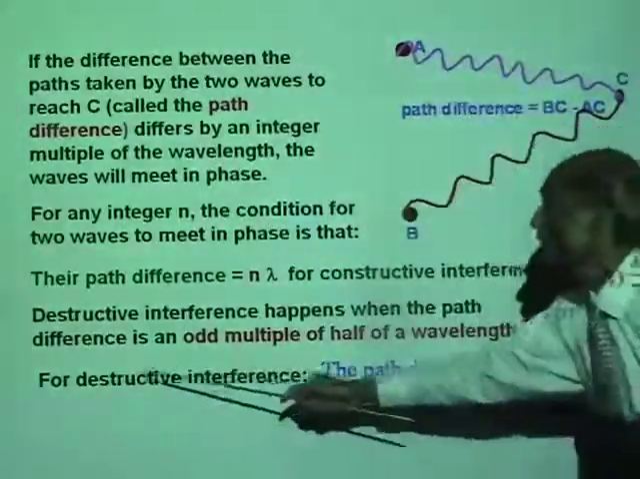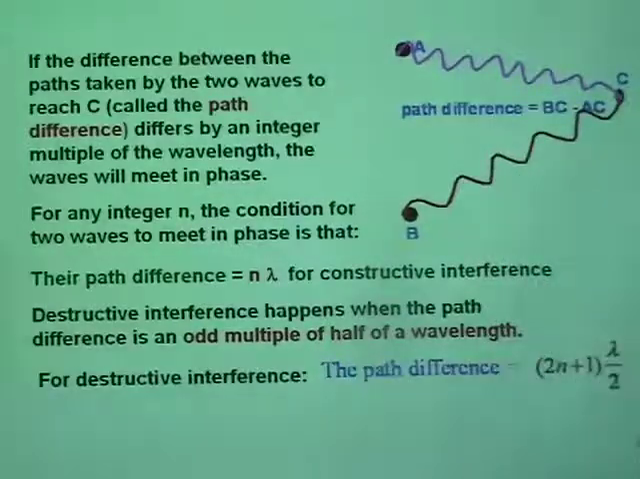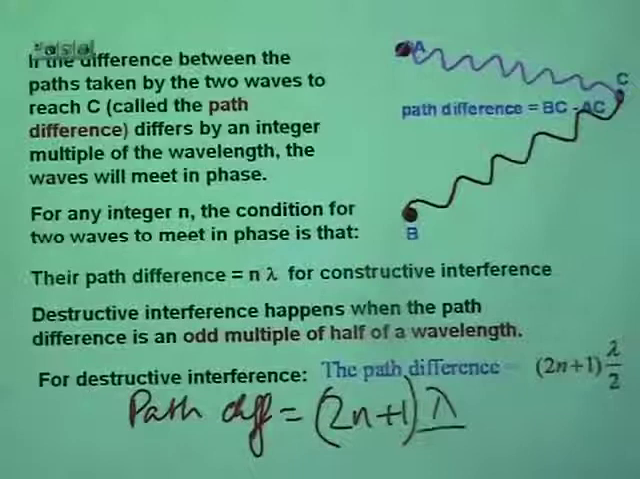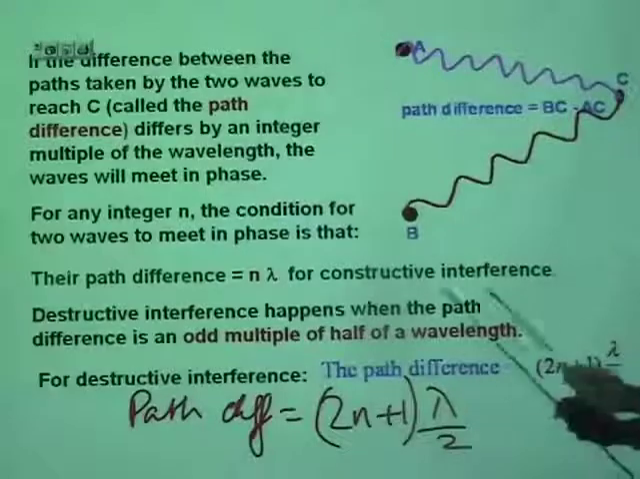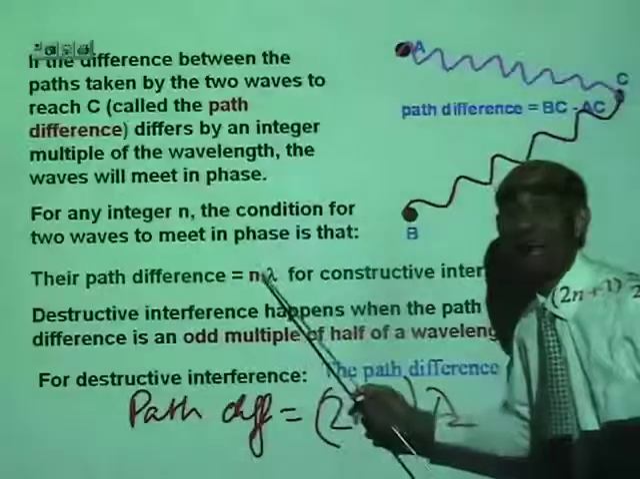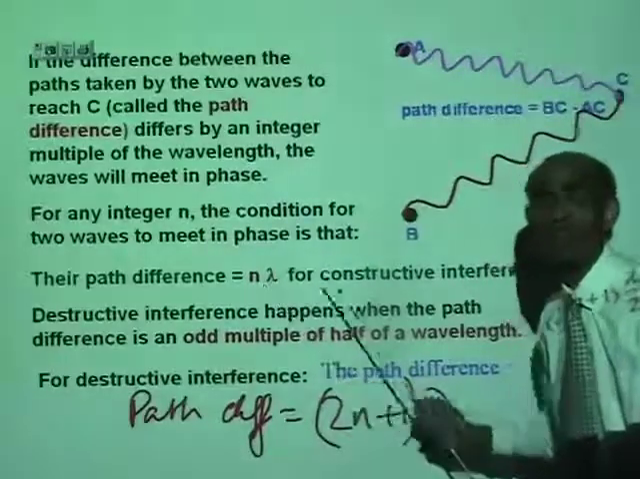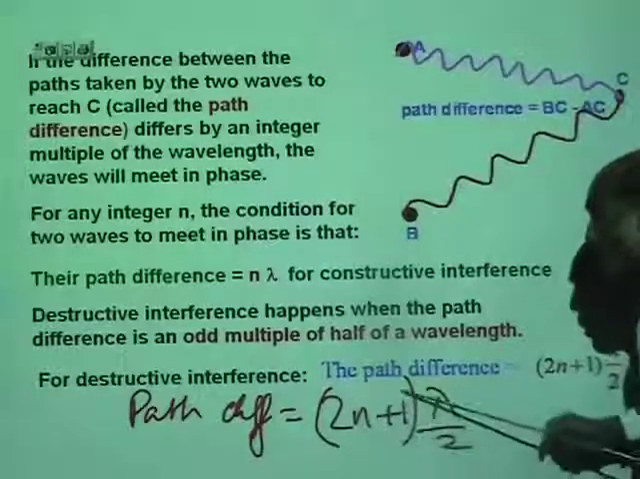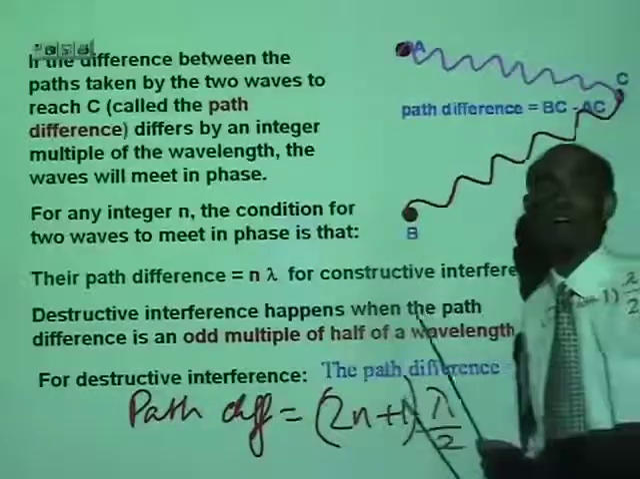What is the condition for destructive interference? That the path difference must be equal to an odd integer multiple of half a wavelength. That is the condition for destructive interference. For constructive interference, the path difference must be equal to an integer multiple of the wavelength. For destructive interference, the path difference must be an odd integer multiple of half a wavelength.